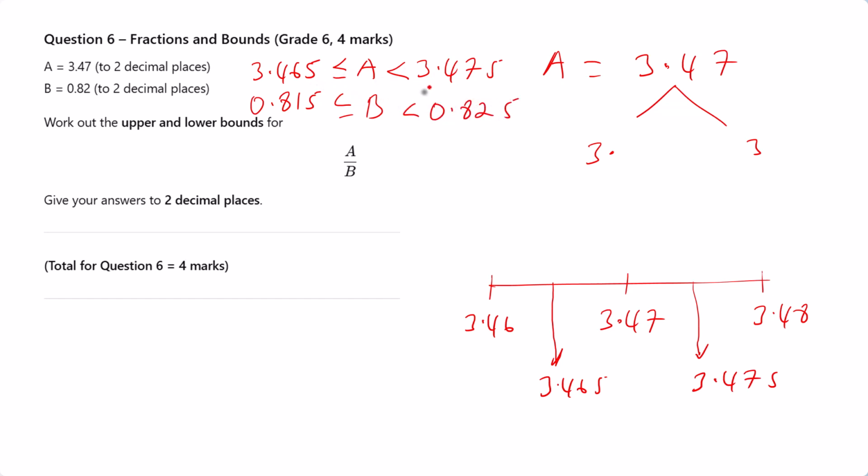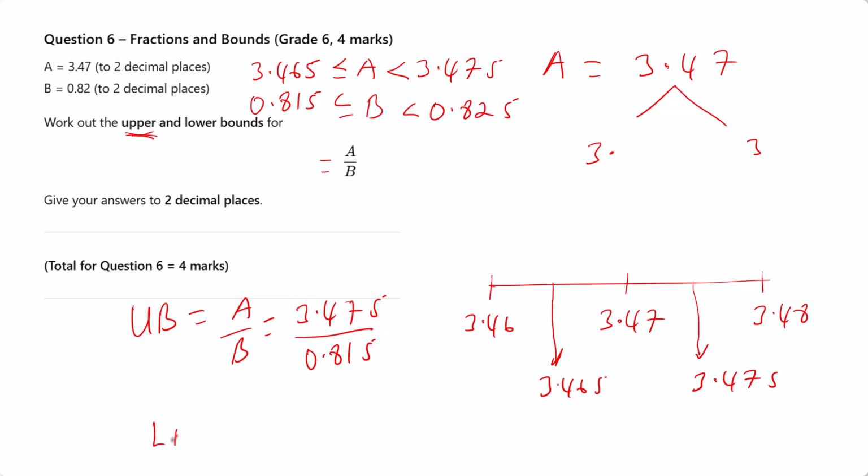So this is the first thing you need to do. Now, since you are dividing, let's say I want to get the biggest number when I divide two numbers. So I'm going to say upper bound. Upper bound is the biggest number. When I divide A by B, I will need the biggest possible number. So I will need 3.475. So I'm going to assume that A takes that value. And then B will have to take the smaller value, 0.815, to give me the largest answer.